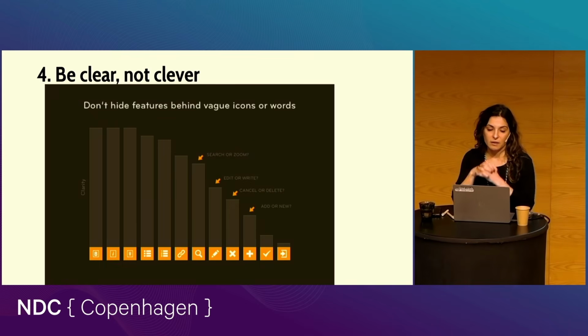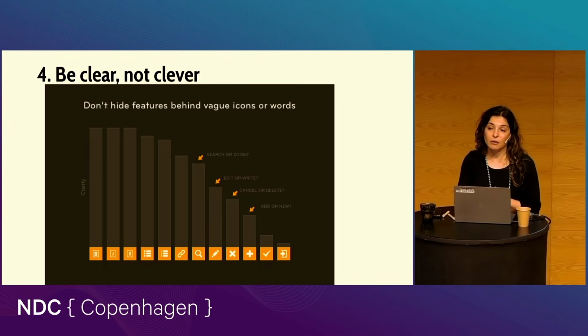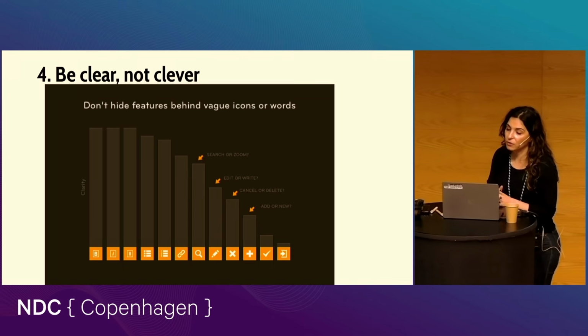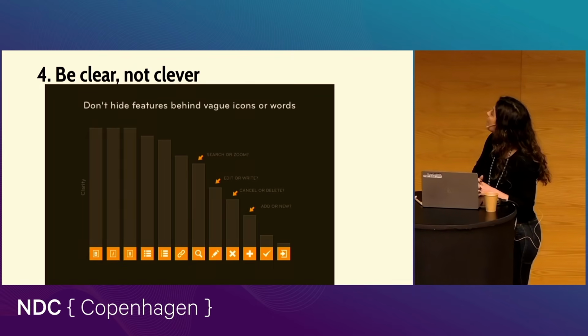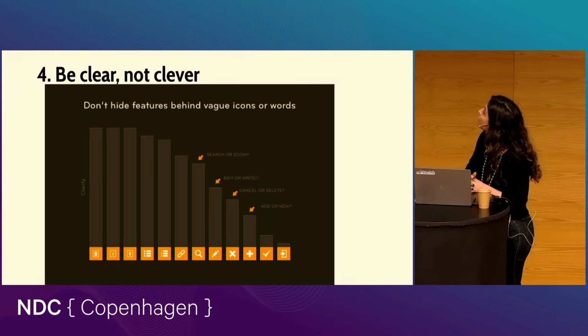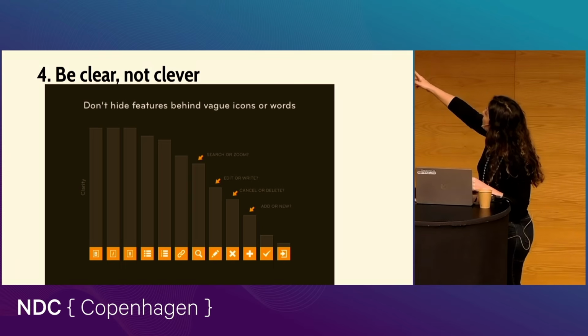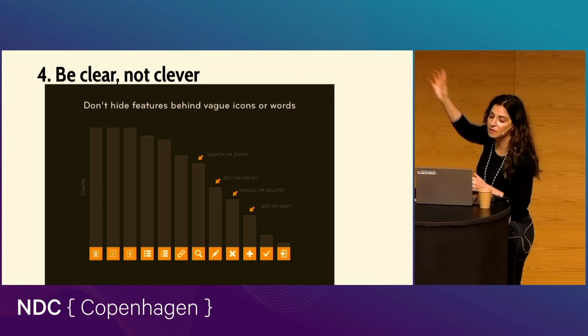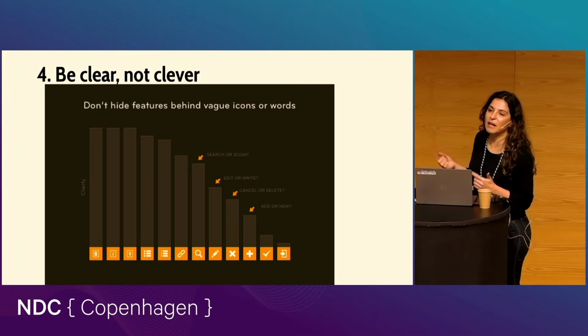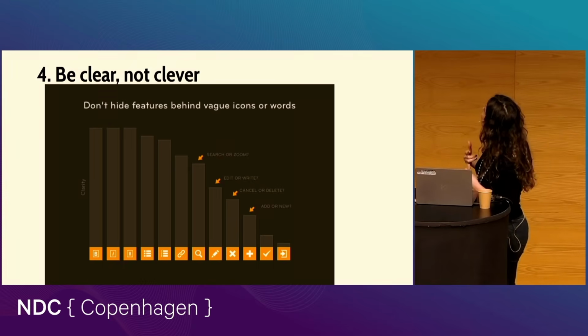And we have some other examples. Don't use vague icons that could be different in different dimensions. For example, search or zoom, we have a magnifying glass in different cases. Right now, edit or write, you have the pencil. So it could have different meanings depending on the case.